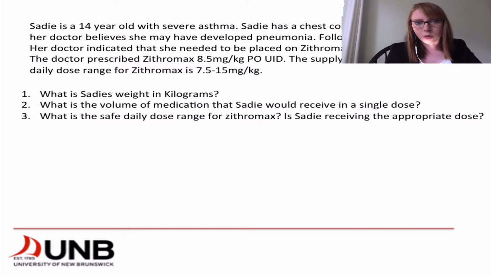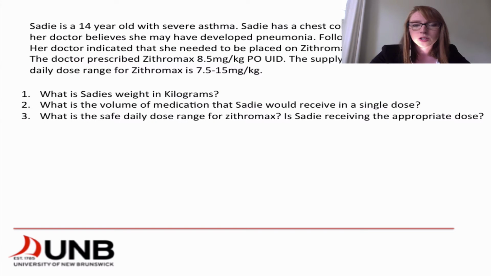Okay, this is a long one, so let's read it out. Sadie is a 14-year-old with severe asthma. She has a chest cold, and her doctor believes that she may have developed pneumonia. Following a chest x-ray, her doctor indicated that she needed to be placed on Zithromax. Sadie weighs 116 pounds. So that's really important. Let's underline this.